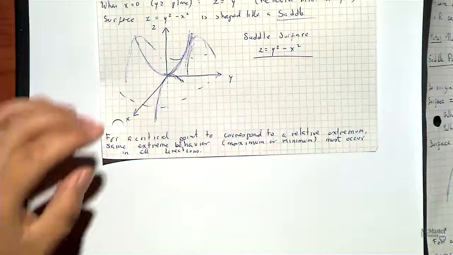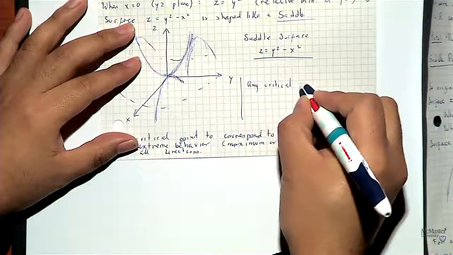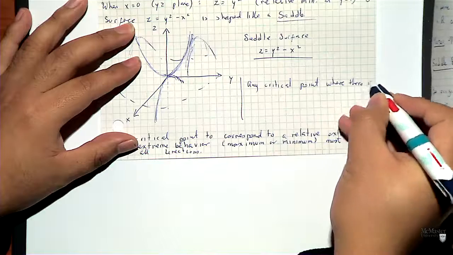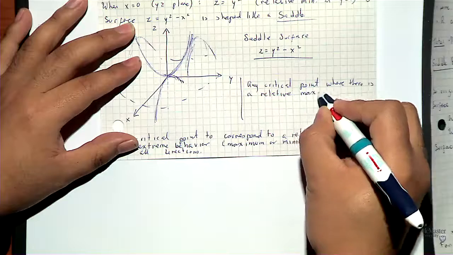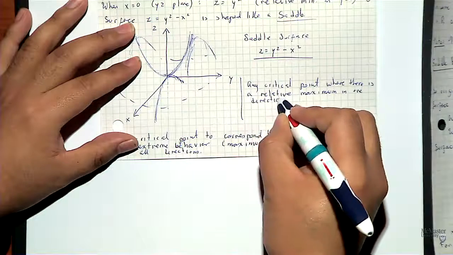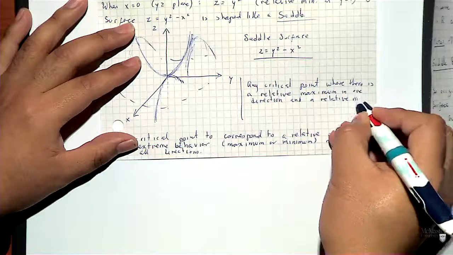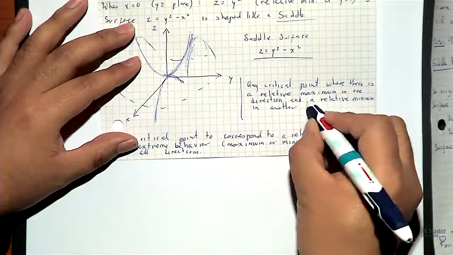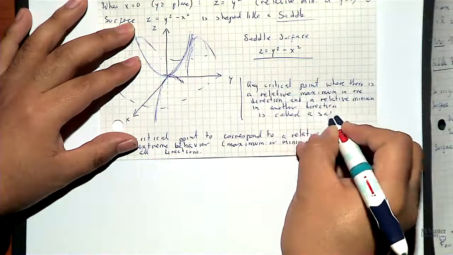Yeah, and one last comment is that any critical point where there is a relative maximum in one direction and a relative minimum in another direction is called a saddle point.